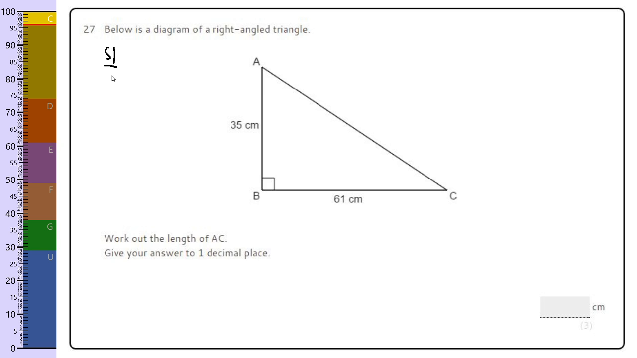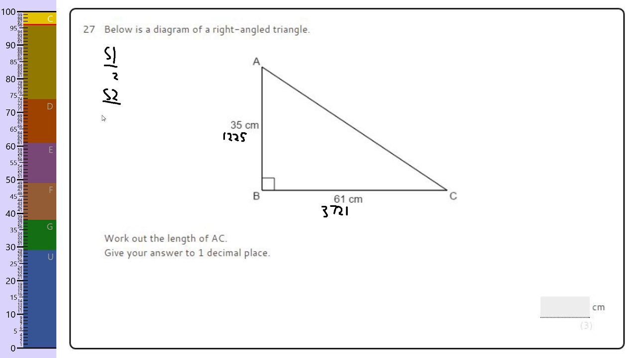Step 1, what you have to do in step 1 is just square all the sides. So I'm going to square that, 35 squared, 1225. Okay, 61 squared is 3721. Okay, that's step 1 done.